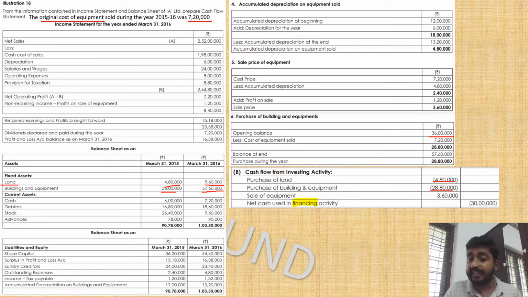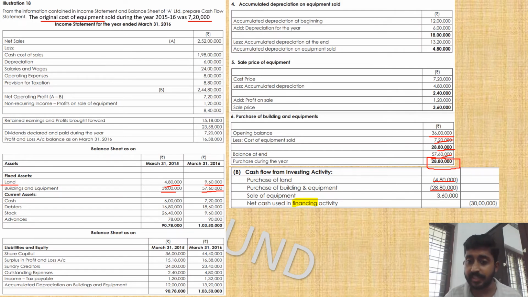Which means the book value of the asset that is sold during the year is 7.2 lakhs. So reduce that asset that is sold, 7.2 lakhs. Now you get 28.8 lakhs as the real opening balance, and the balance at the end is 57.6 lakhs. So the value of land, building and equipment has gone up to 57.6 lakhs. Adjusting for the 7.2 lakhs, if we see the difference, 28.8 lakhs will be the purchase of building and equipment that happened during the year.